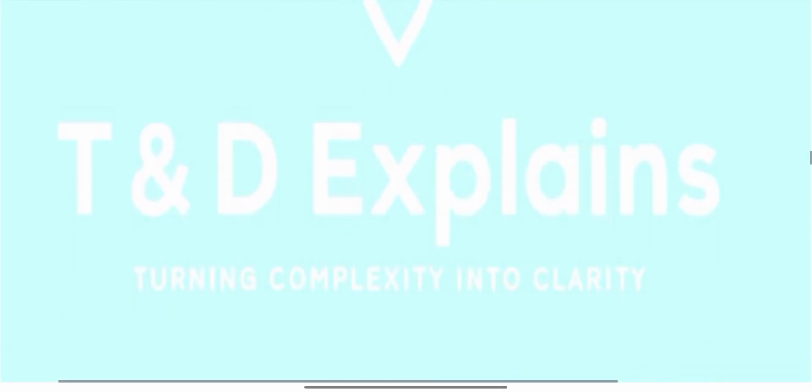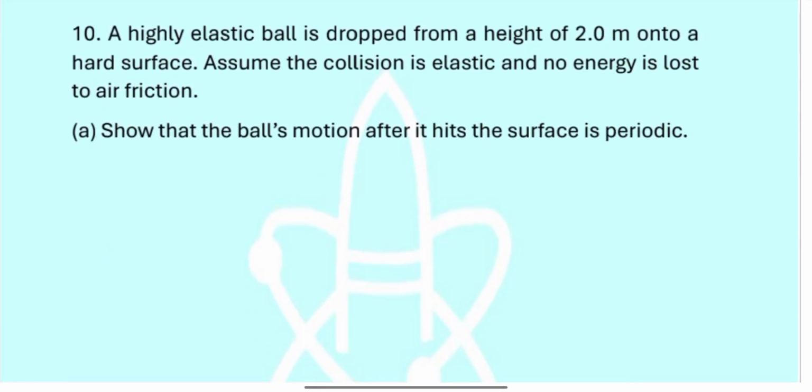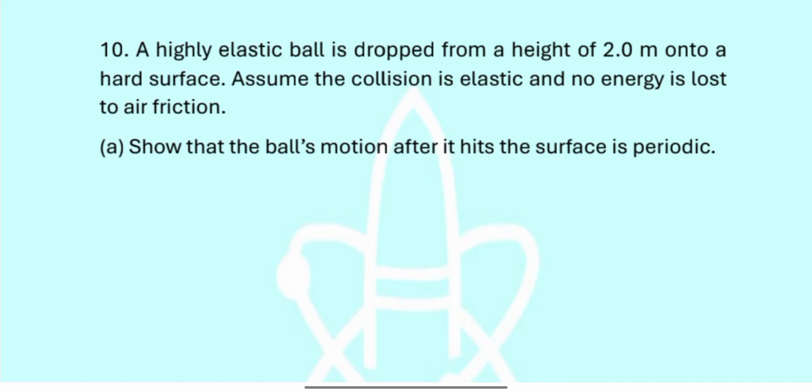Okay, so let's move on to question 10. A highly elastic ball is dropped from a height of 2 meters onto a hard surface. Assume the collision is elastic and no energy is lost to air friction. Show that the ball's motion after it hits the surface is periodic. The key words here are that the collision is elastic and no energy is lost to air friction.